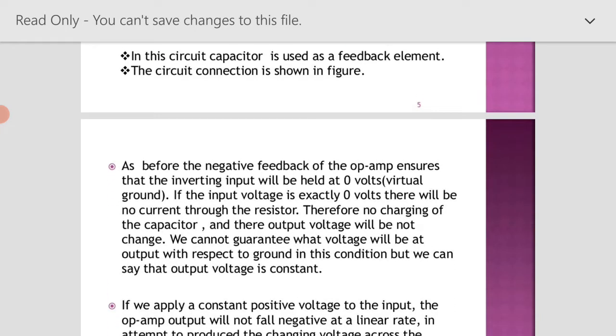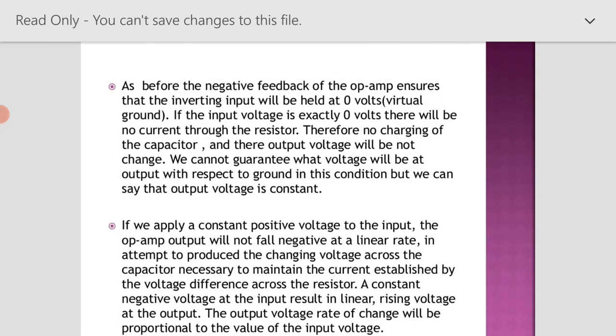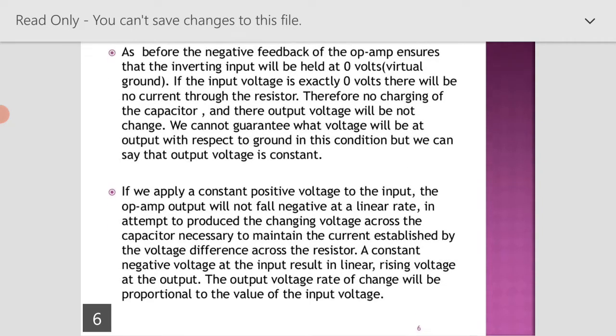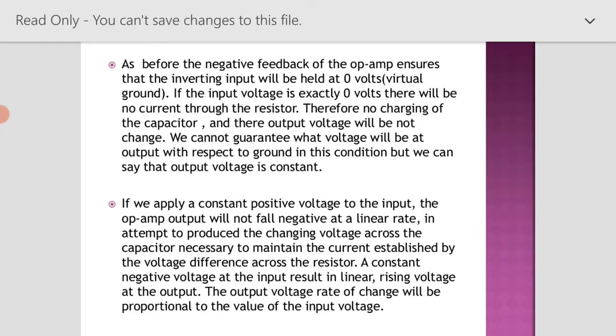As before, the negative feedback of the op-amp ensures that the inverting input will be held at 0 volts, virtual ground. If the input voltage is exactly 0 volts, there will be no current through the resistor. Therefore, no charging of the capacitor and therefore output voltage will not change. We cannot guarantee what voltage will be at output with respect to ground in this condition, but we can say that output voltage is constant.